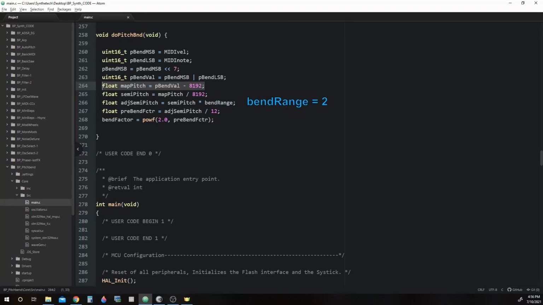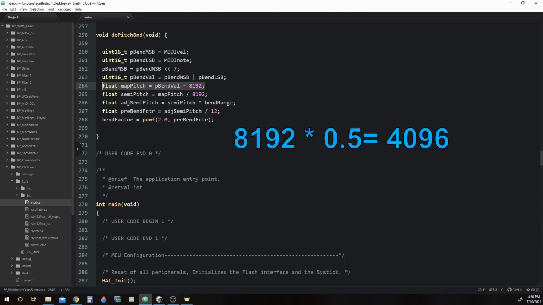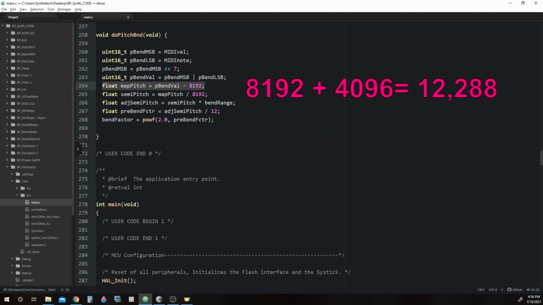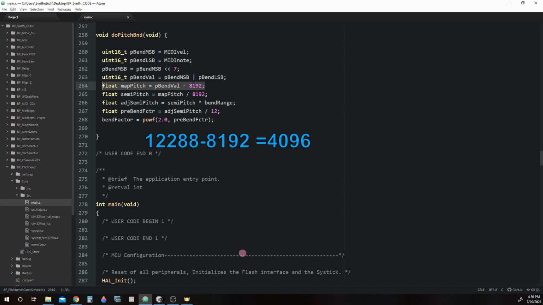With our bend range equal to 2, meaning it will range up or down by 2 semitones, we can predict what it takes to reach the next semitone up. It is going to need to be 50% up from center. 50% of 8192 is 4096. Let's run with that. If we add 8192 to 4096, we get 12,288. So let's take 12,288 minus 8192 equals 4,096. This is our remapped value.